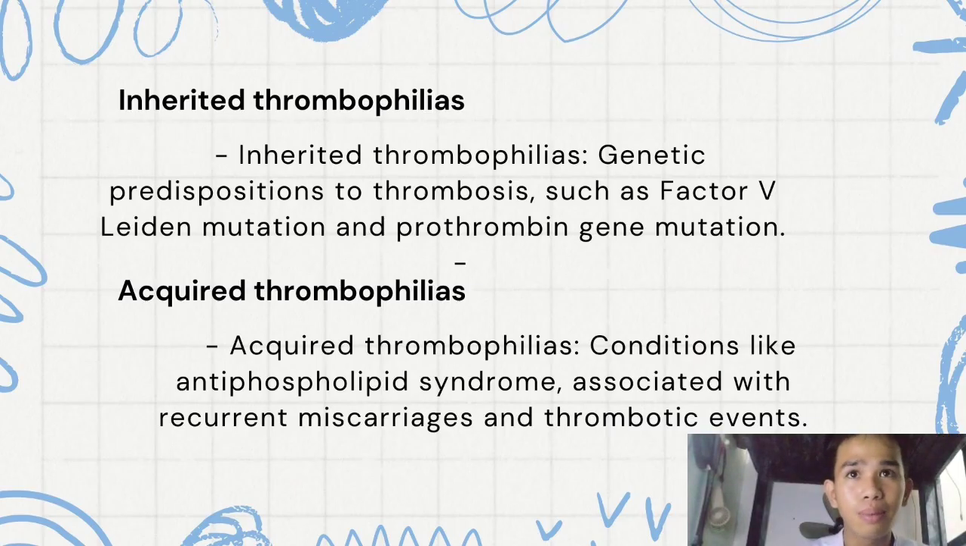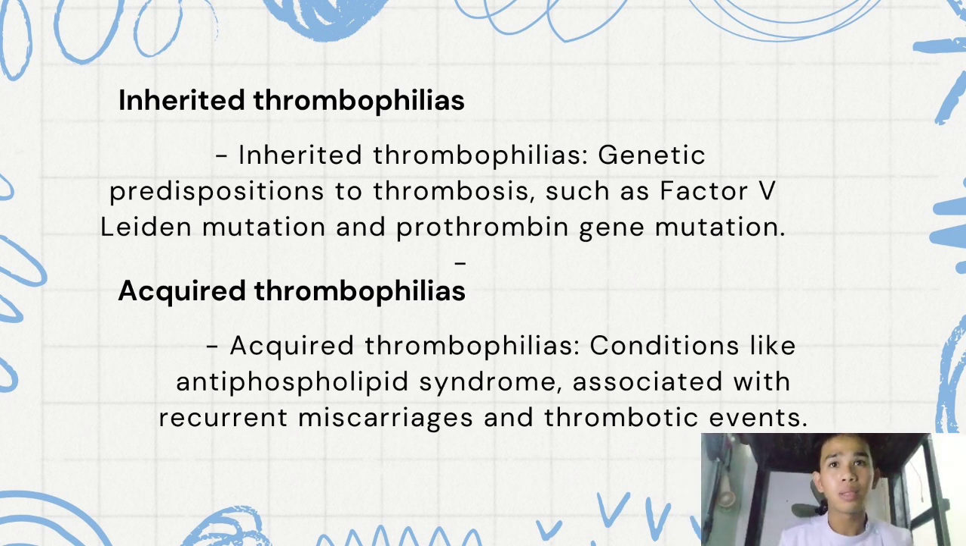So there are two types, the inherited thrombophilias and the acquired thrombophilias. Inherited thrombophilias are a genetic predisposition to thrombosis, such as factor V Leiden mutation and prothrombin gene mutation. While acquired thrombophilias are conditions like antiphospholipid syndrome, associated with recurrent miscarriage and thrombotic events.